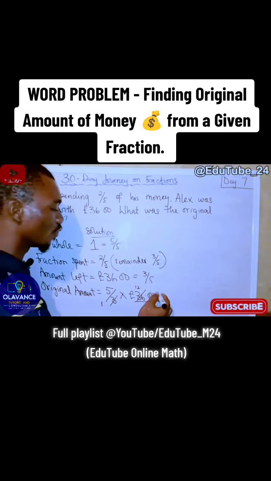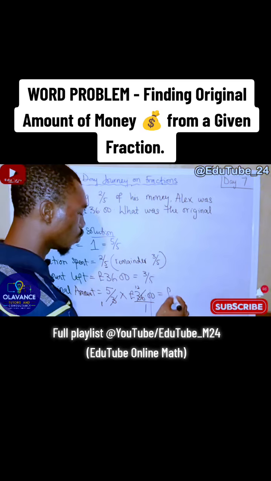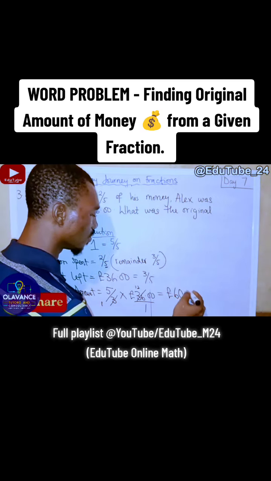So 5 times 12, we are going to have what? 60. So the original amount is 60 pounds.